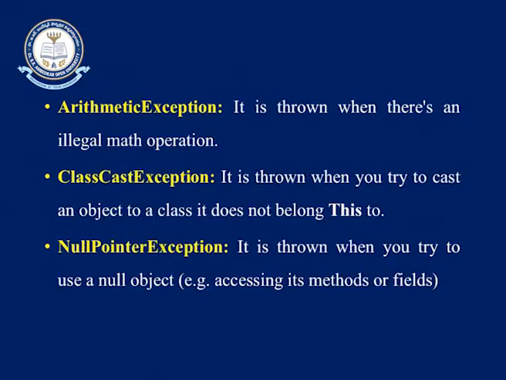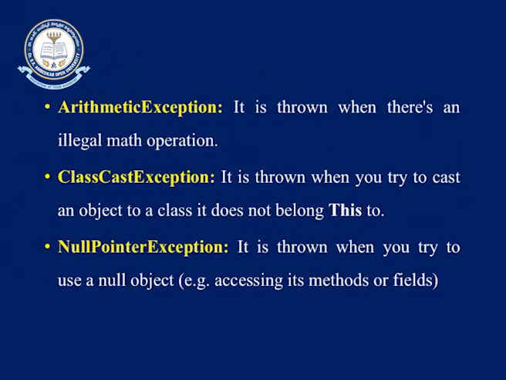Now we will discuss what the unchecked exceptions are. First one is the ArithmeticException. When does it occur in your program? When there is an illegal math operation. Suppose you want to perform arithmetic operations on numbers, like 1 plus 2, 2 plus 2, minus 1, and so on. If such an operation is illegal, it leads to an arithmetic exception.